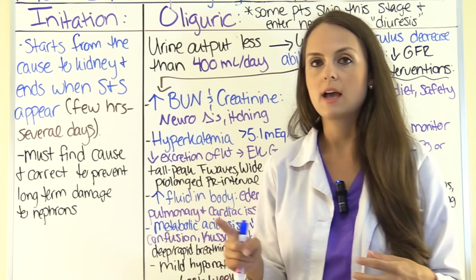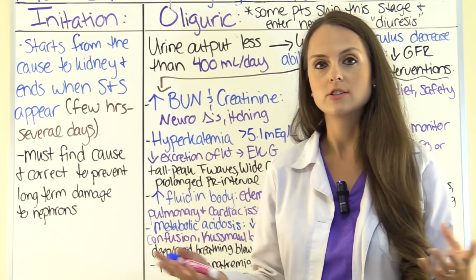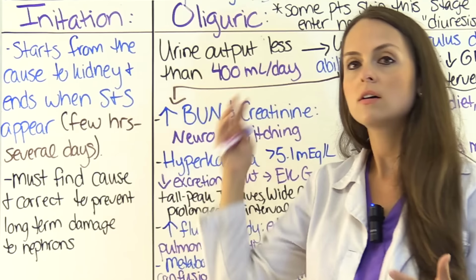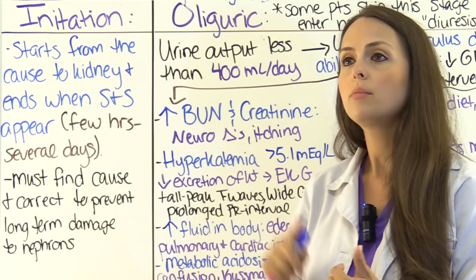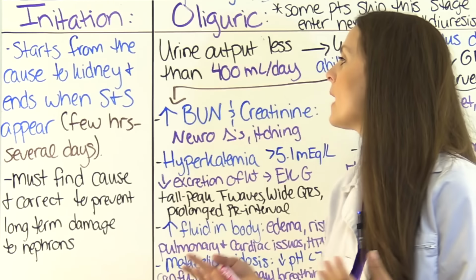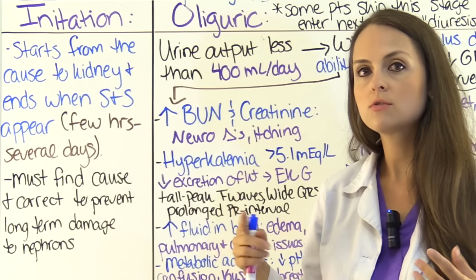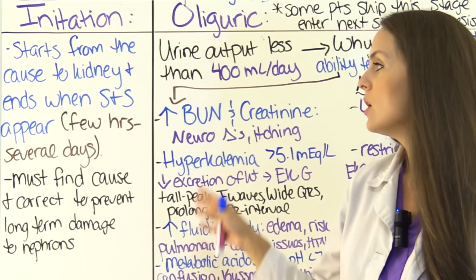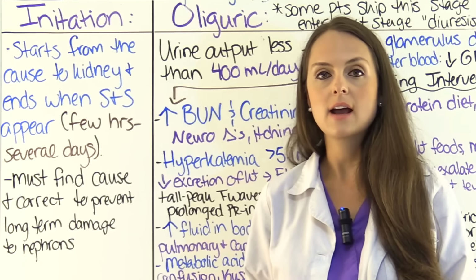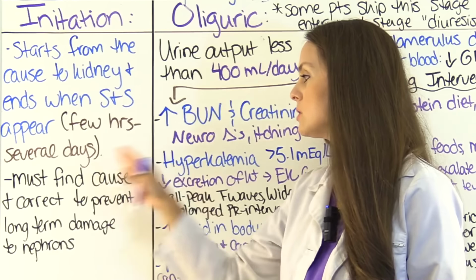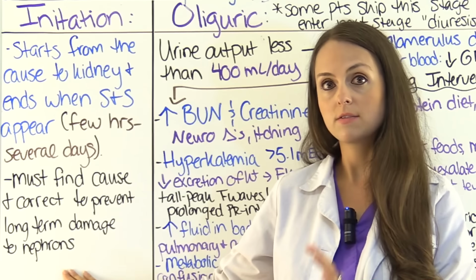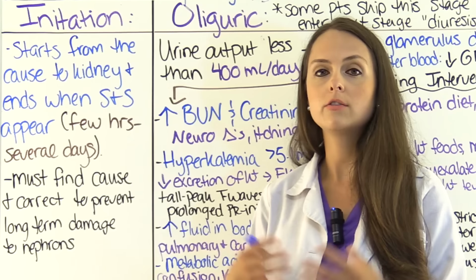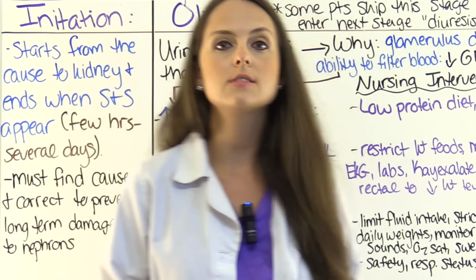Okay, so the first stage is called the initiation stage. And just as the name tells you, this is when it starts. So it starts whenever there is something causing that kidney to become injured, either prerenal, postrenal, or intrarenal cause. And it ends when the signs and symptoms start to appear, which can occur a few hours to several days. And this is really when you want to find out the cause and treat that cause to prevent long-term damage to those nephrons, because if it's not corrected soon enough, they can enter into chronic renal failure, which is what we will be talking about in the next video.